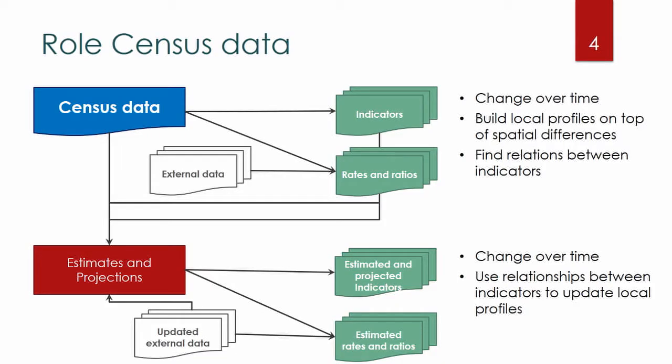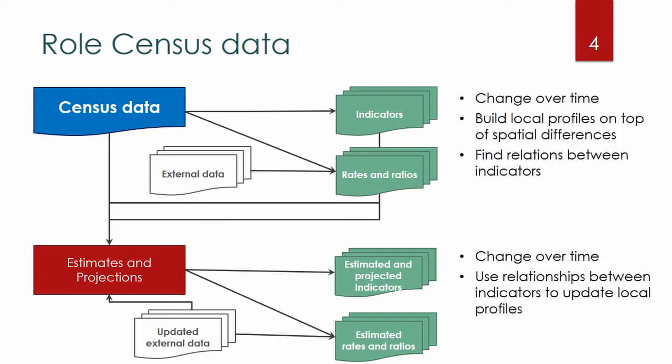Eric and Amy both talked about this. I tried to display it in a chart: how do we use the census data? We use the census data a lot to calculate those indicators Eric also mentioned, things like the persons per household, things like the median age. Those are very important indicators for us. We also combine the census data with external data to get all kinds of rates and ratios.